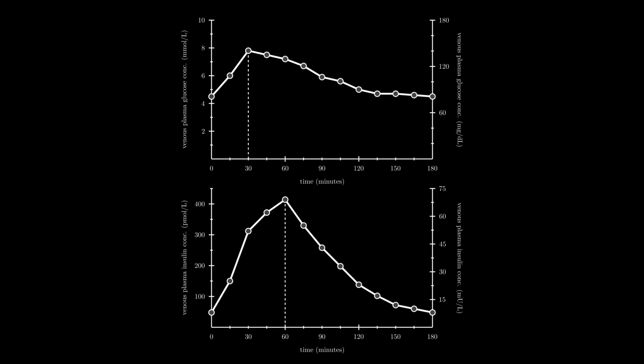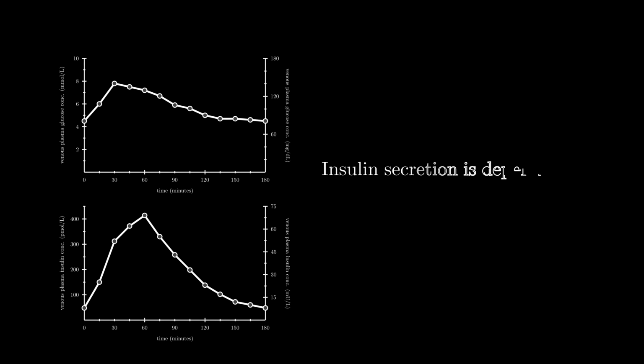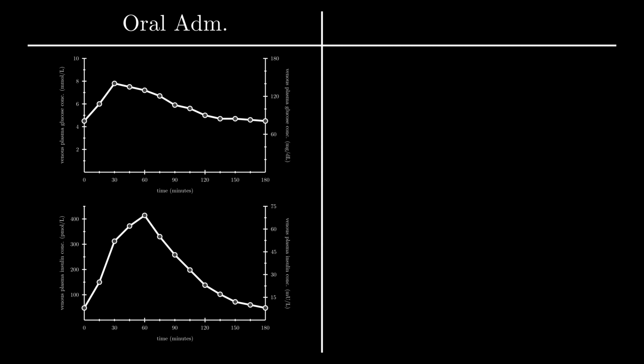In fact, researchers had established this connection a long time ago, but that's a story for another time. For now, what matters is this: insulin secretion is dependent on plasma glucose concentration. So far, we've looked at glucose and insulin levels after oral ingestion of 50 grams of glucose.